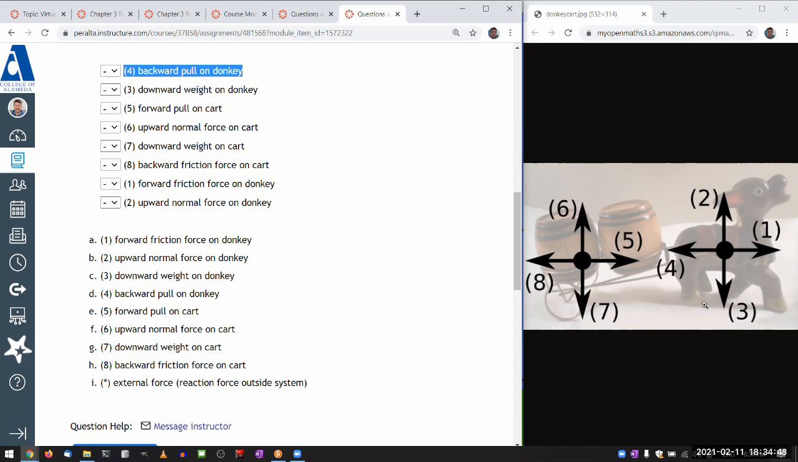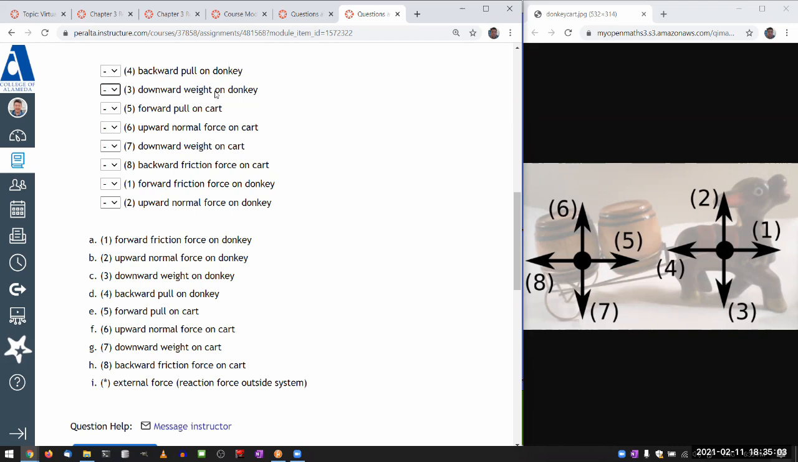And I'm thinking, I guess the only thing that's attached to the donkey and could be pulling the donkey back is the cart, which is internal. So you know what? I'm going to come back to that. I think I should be able to find the reaction force to that.